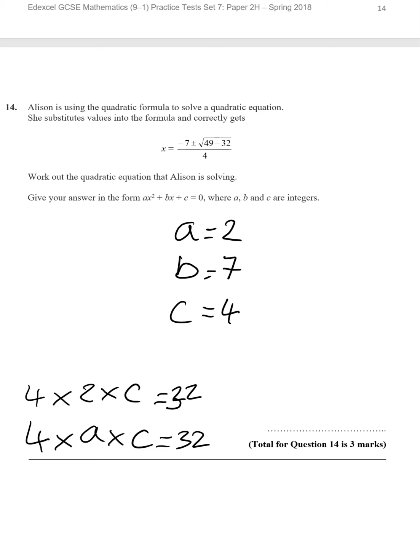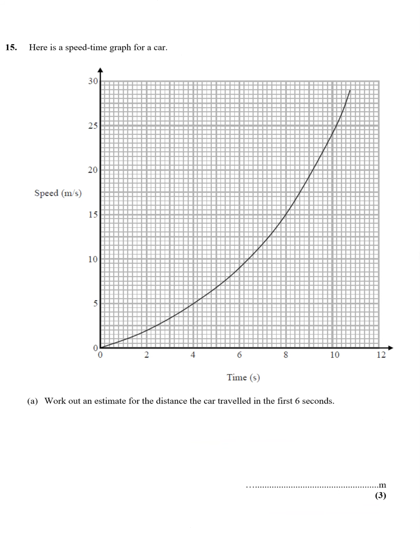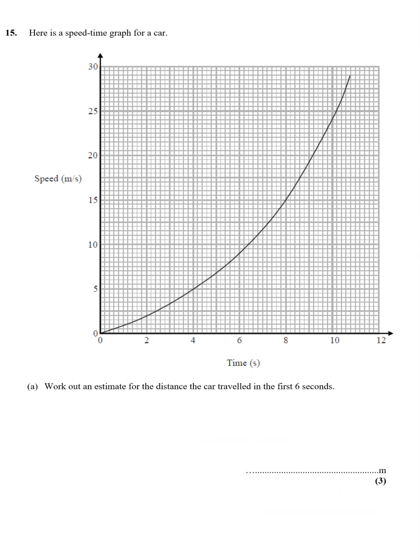Okay, give your answer. So let's just write it out how they want it. 2x squared plus 7x plus 4 is equal to 0. So it's all kind of using the quadratic formula, but in reverse. Right. Next question. Here's a speed graph for a car.